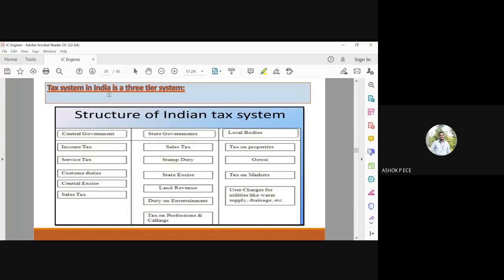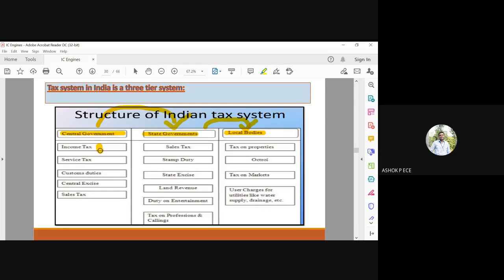Structure of Indian tax system. So Indian tax system has a three-tier system as shown in the diagram. So you have central government, state government, and the local bodies. The local bodies will depend on central government for funds. Okay, and the state government will depend on central government for funds. So the structure is like this: central, state, and local bodies.